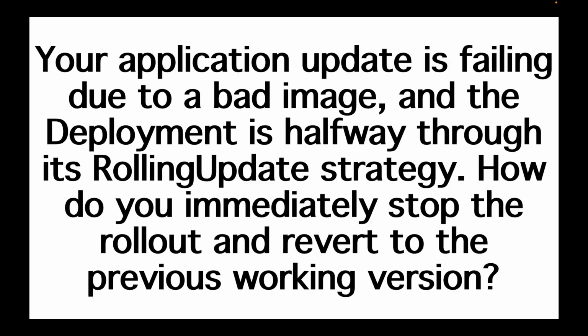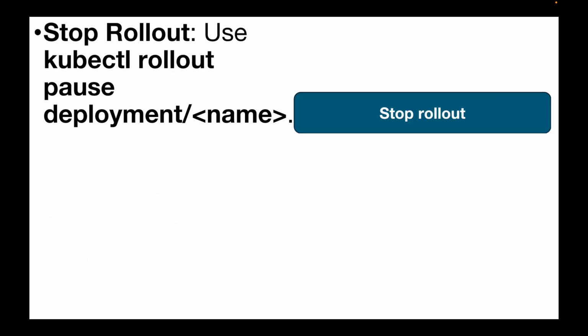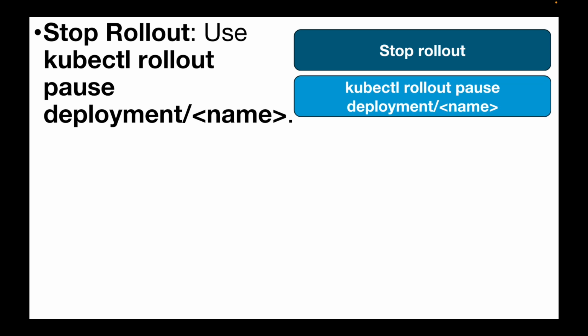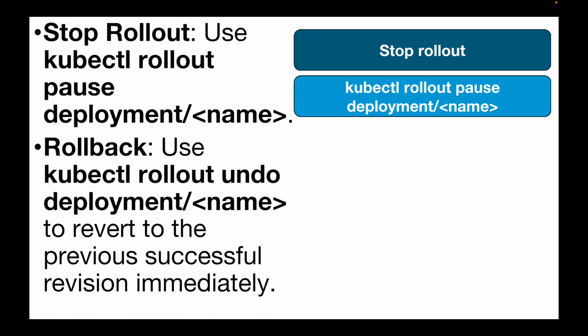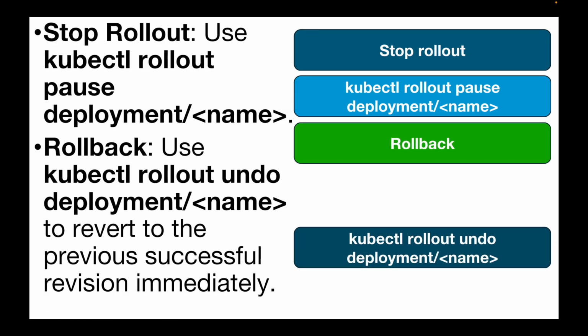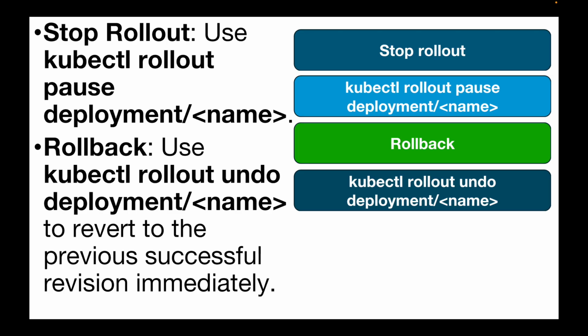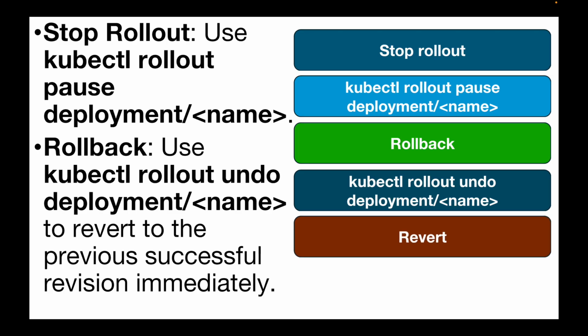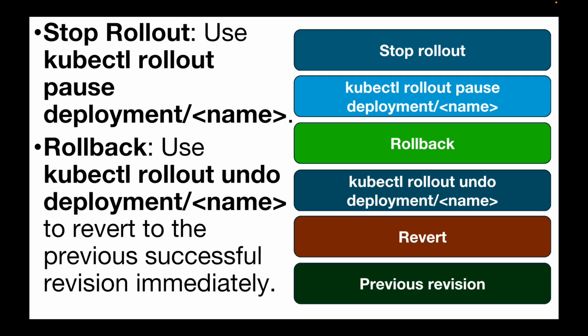The next question we have is, your application update is failing due to a bad image and the deployment is halfway through its rolling update strategy. How do you immediately stop the rollout and revert it to the previous working version? So for this, the first thing we need to do is stop the rollout. You can use kubectl rollout pause and your deployment name to stop the rollout immediately, and then you do a rollback. You can use kubectl rollout undo and your deployment name to revert your application to the previous successful revision immediately. So stop the rollout and then revert it to the previous, stable version where your application was working.